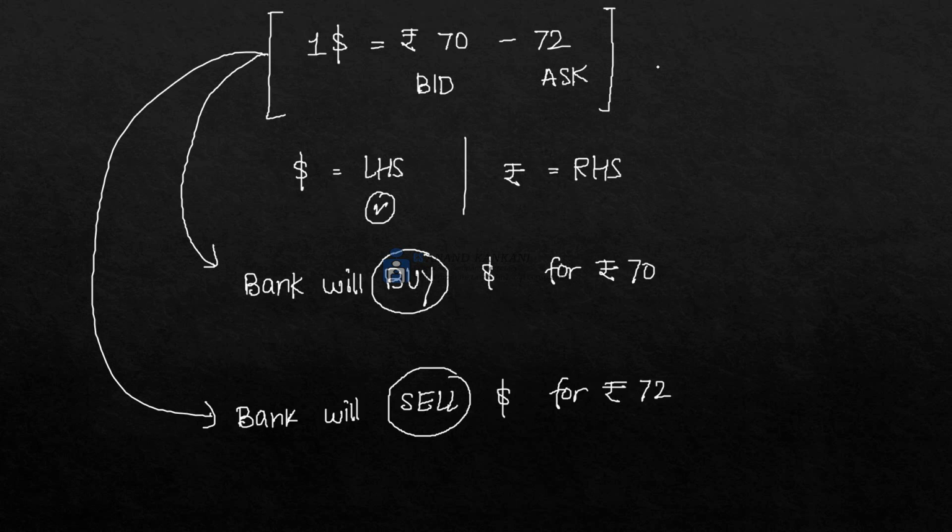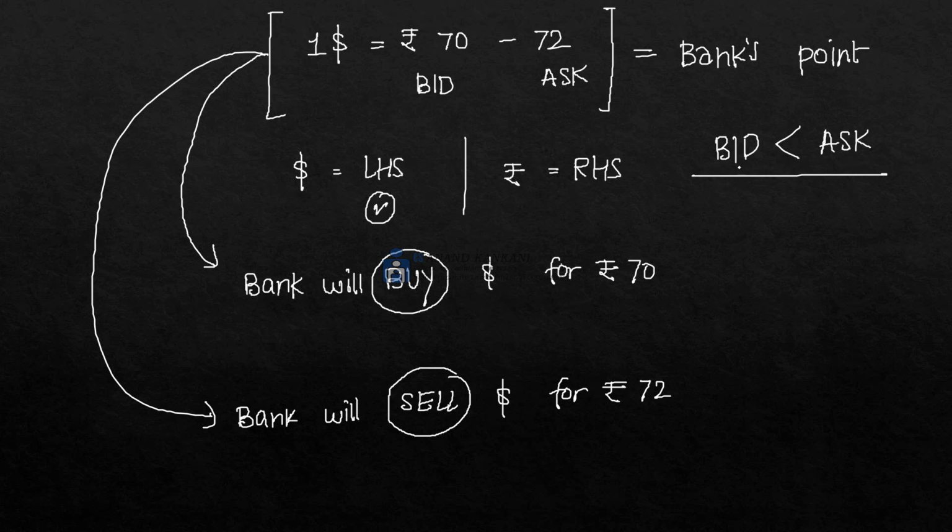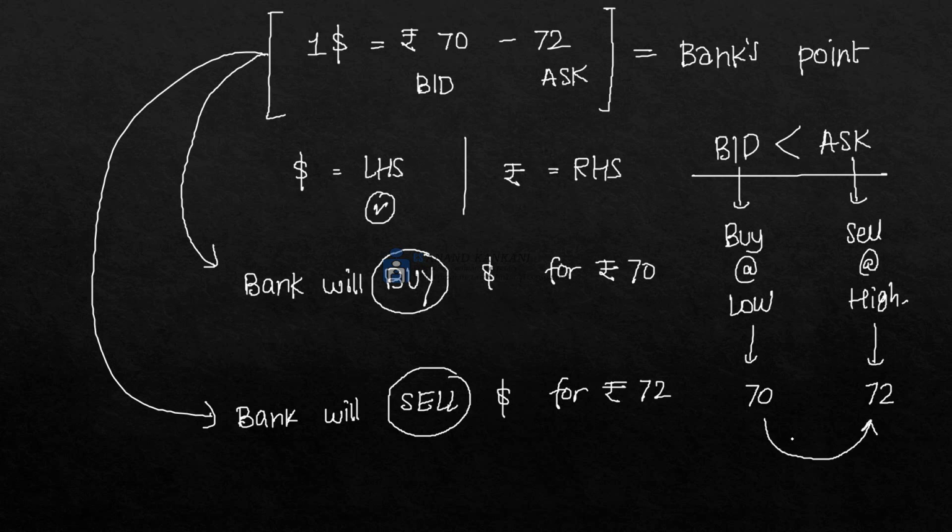Always keep one thing in mind: these exchange rates, the two-way quotes, are always mentioned from the bank's point of view. Therefore, the bid price will always be less than the ask price, because the bank is always going to buy low and sell high. This is the thumb rule. You can see in this case also, the bank is going to buy dollar for 70 rupees but sell the dollar for 72 rupees. So what about the difference of these 2 rupees? These 2 rupees represent the income for the bank, and it is called the spread.